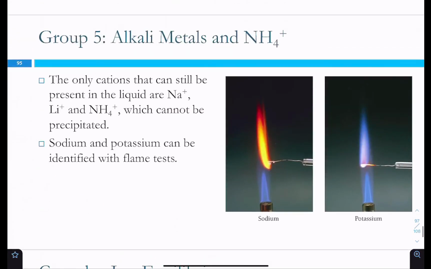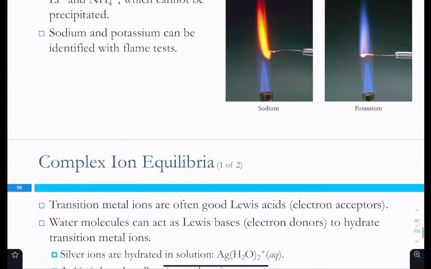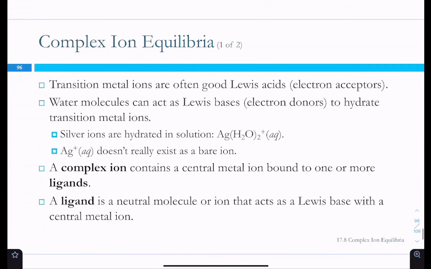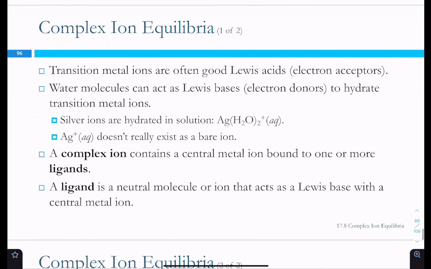Okay. So that's the general overview on those. It is the overarching idea. And this is complex ion equilibria, which I'm going to tack onto the beginning of next lecture, because we're going to do more of that.